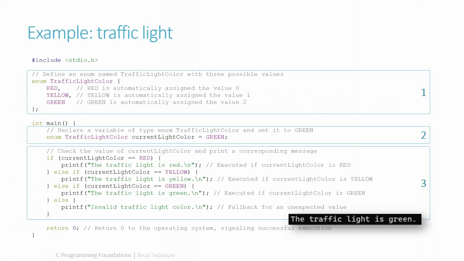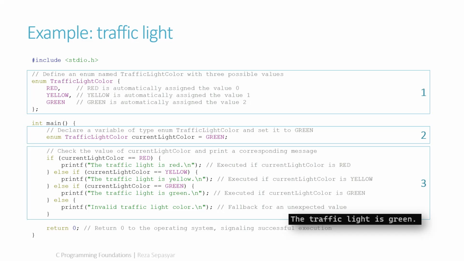Alright, so we've got this neat little program here that's all about traffic lights. You know, the red, yellow, green lights that tell us when to stop and go. But instead of just using numbers to talk about these colors, we're using something in C called an enum, or enumeration. It's like giving nicknames to numbers so they're easier to remember and make more sense.